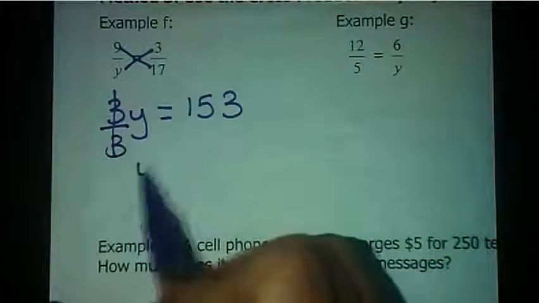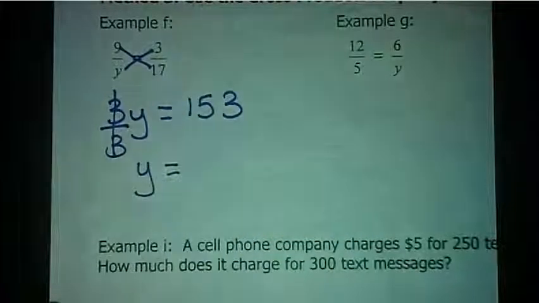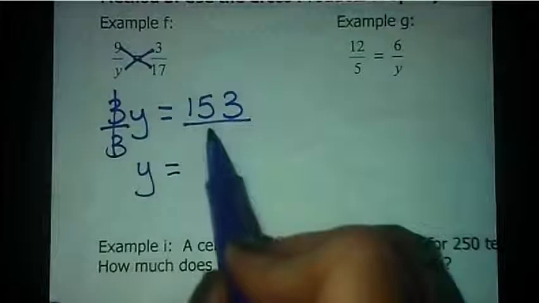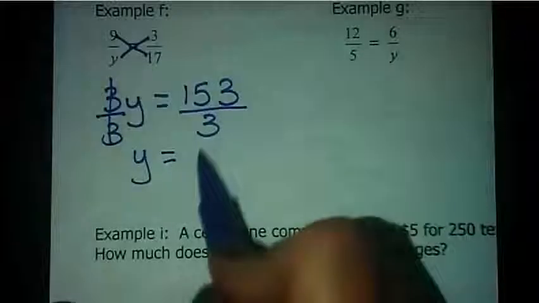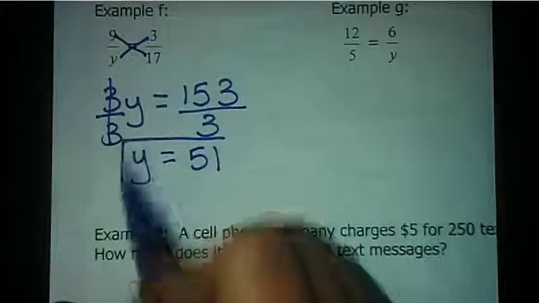Now the y is alone. We have one y, or just y. Divide the other side by 3. 153 divided by 3 is 51. So y is 51.